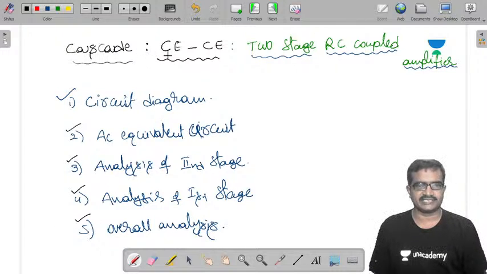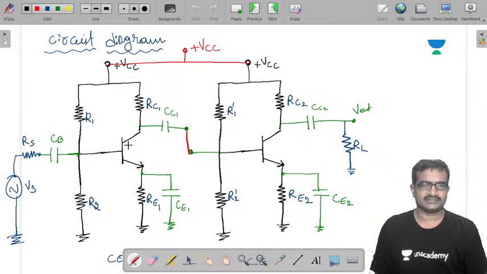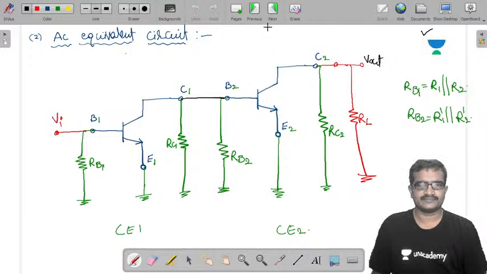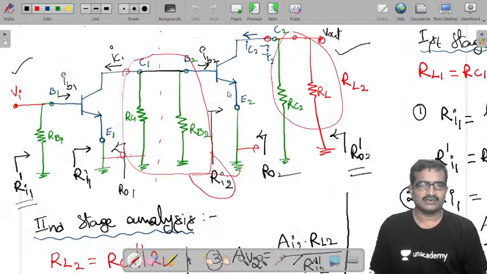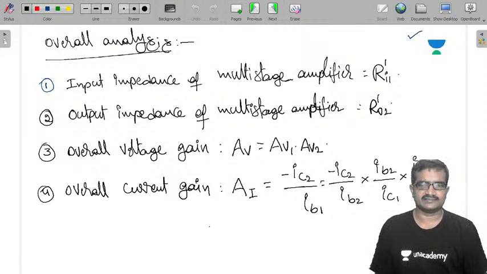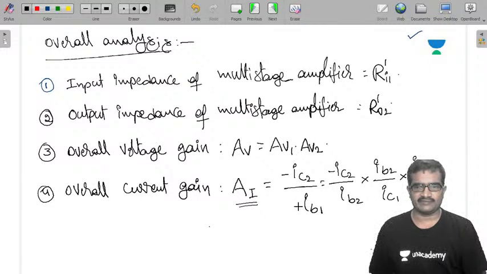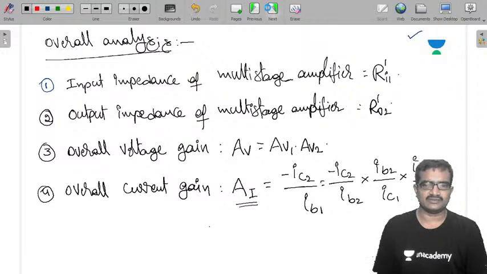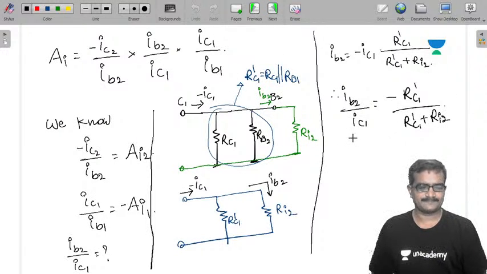So here I am taking a cascade stage, that is a two-stage RC coupled amplifier, CE followed by CE. This is the circuit diagram, and the AC equivalent circuit. After that, I did the analysis on the second stage. After that, first stage analysis. Now overall analysis. You observed that overall current gain is minus IC2 by IB1. From this we can write minus IC2 by IB2, IB2 by IC1, IC1 by IB1. So finally we get it like this.